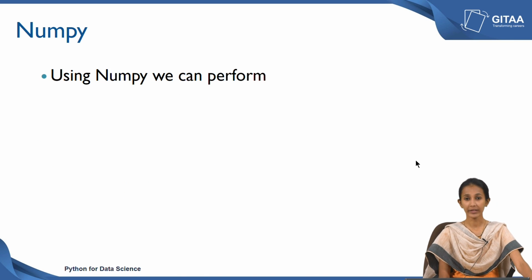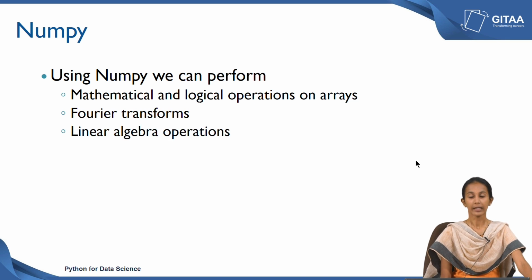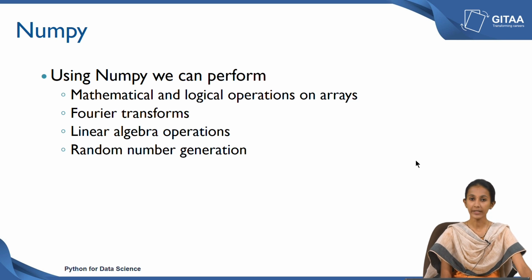So, using NumPy we can perform some operations. The first operation is that you can calculate mathematical and logical operations on arrays. So, if you wanted to compare two arrays you can do that. It can be used for Fourier transforms as well as linear algebra operations. If you wanted to find a rank or determinant or solve a system of equations, we can use the NumPy package. And NumPy is also used for random number generation.